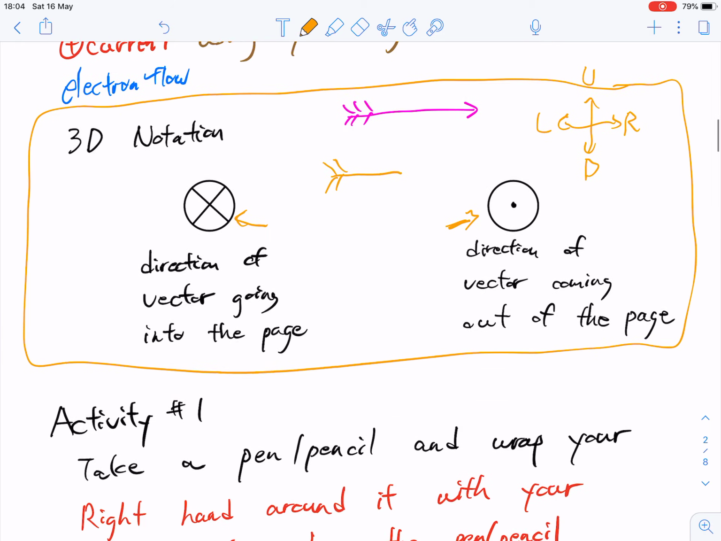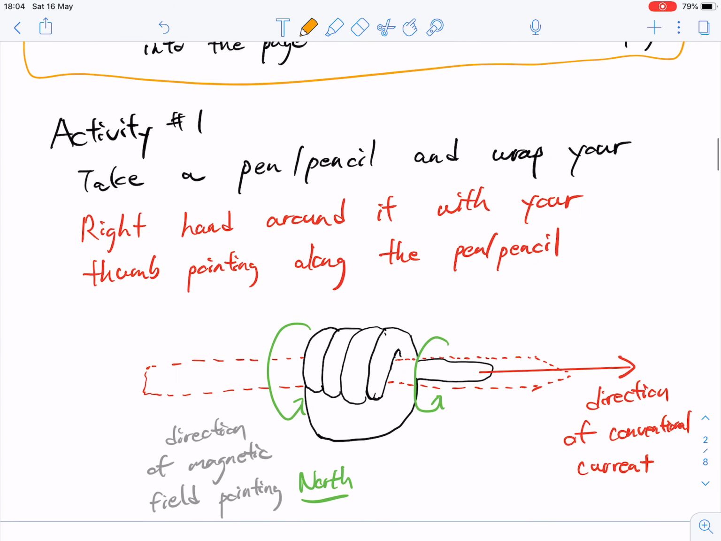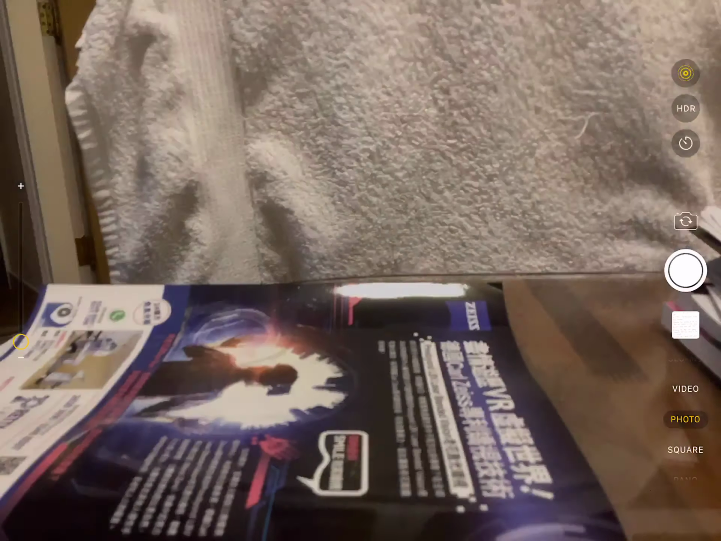So the first activity is, by the way, sorry, I forgot to mention, you'll probably want to have an empty transparent water bottle for today's lesson and also a pen or a pencil. And so what I'm going to do is I'm going to actually go over to my camera now, and I'm going to explain to you the right hand rule.